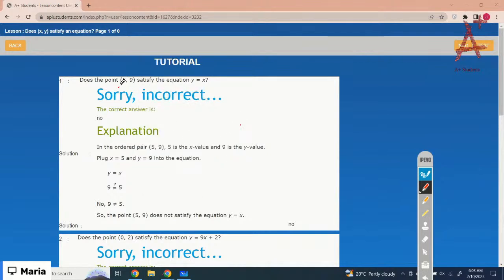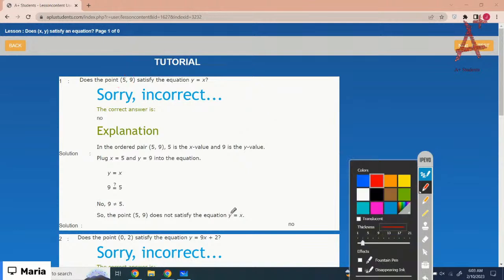First of all, you have to understand the ordered pair 5 and 9. The ordered pair means the first value is x, the x value is 5, and the y value is 9. Got it? That is the ordered pair. For each value of x, you have a single value of y. So x equals 5 and y equals 9. Just replace the equation with the values and let's see if it is the correct one. y is 9, x is 5. 9 equals 5? No, 9 is not equal to 5. That means the point does not satisfy the equation. Got it?